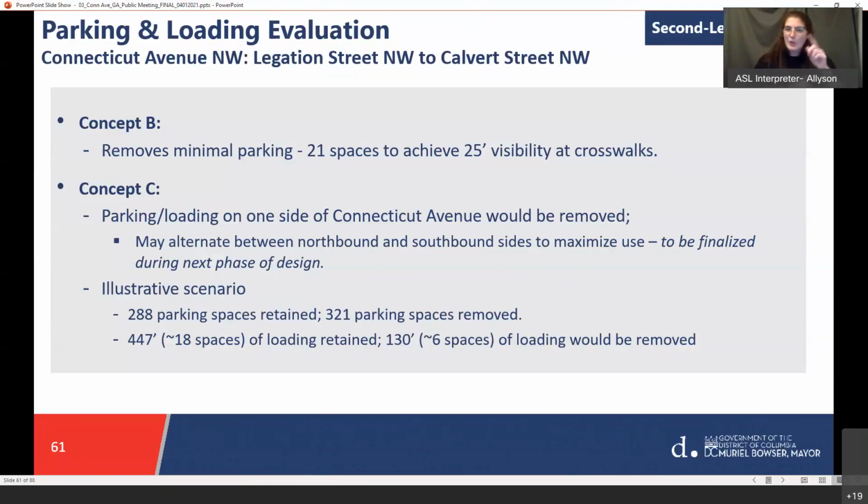And then for Concept C, in order to maintain the 60-foot curb-to-curb width and install a bike lane, parking and loading would have to be removed from one side. And this may alternate between the northbound and southbound sides to maximize the use of spaces. The results of the Concept C scenario were based on a detailed look at the corridor, we went through each of those slides in the learning room. Approximately 288 spaces were retained and 321 spaces were removed. In terms of loading, 18 spaces were retained and 6 spaces were removed. Next slide, please.